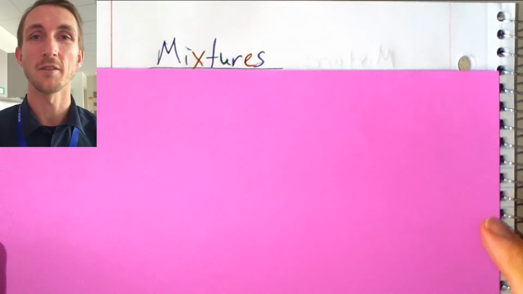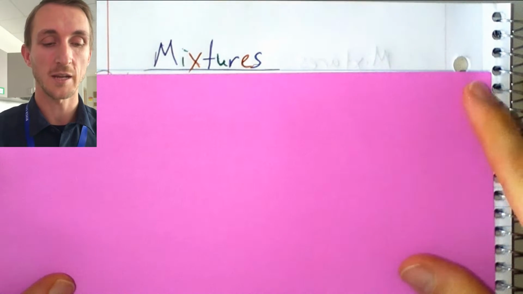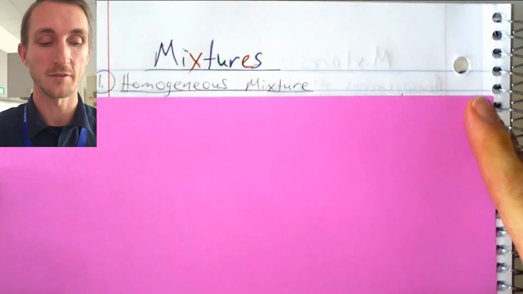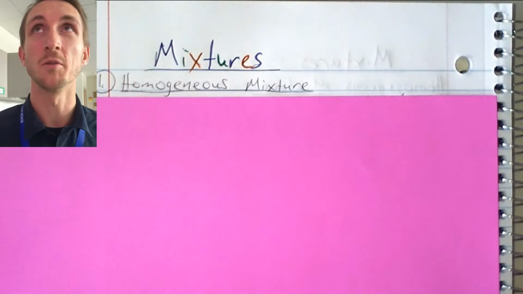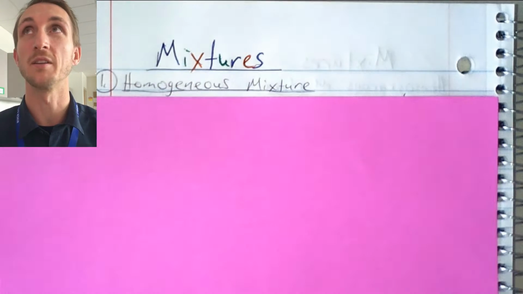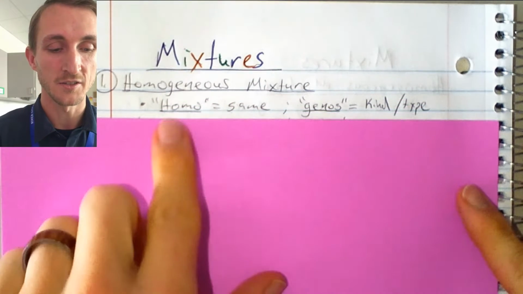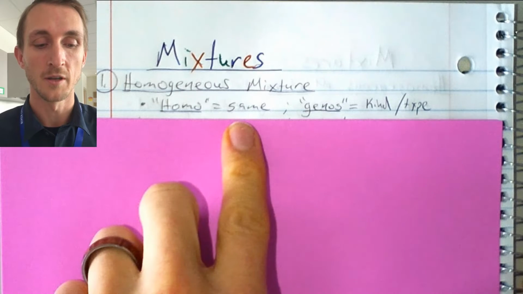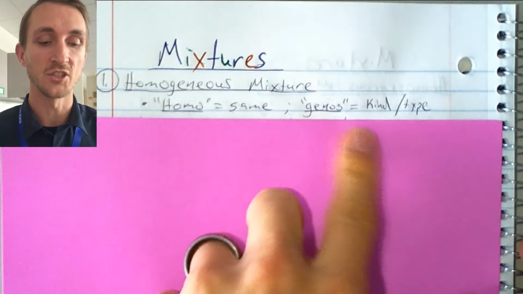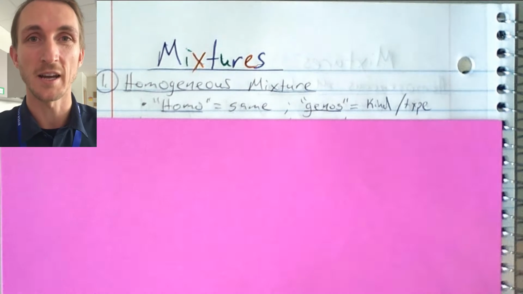Today we're talking about the two main types of mixtures. Now, the first type of mixture I want to talk about is a homogeneous mixture. Okay, we can break this word up into parts and it helps us understand what the word means. So, homo means same, and genus means same kind or type.